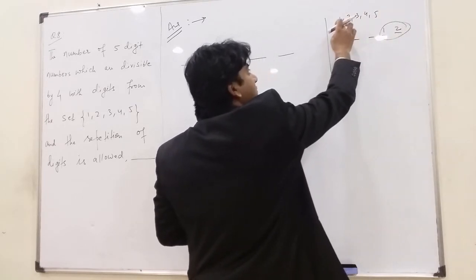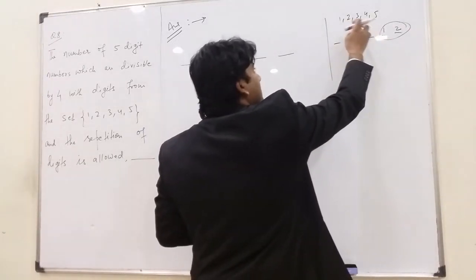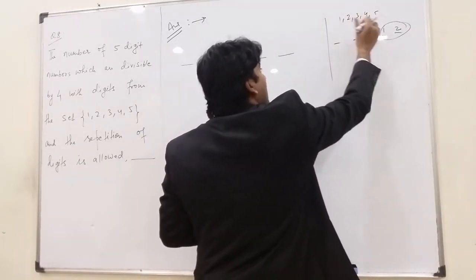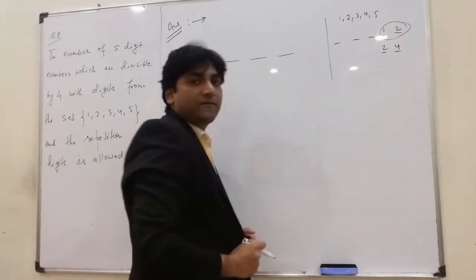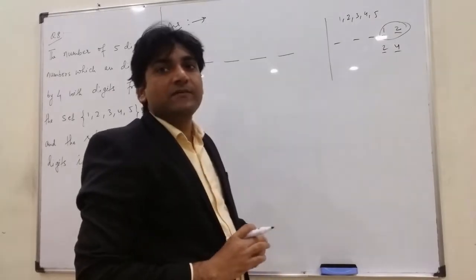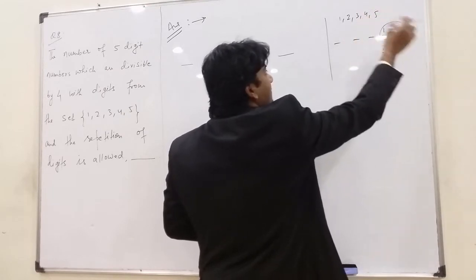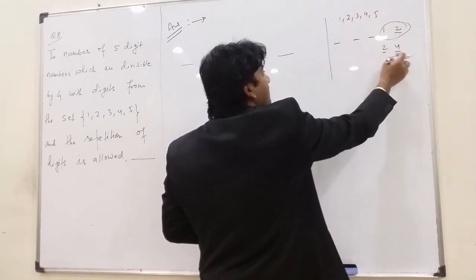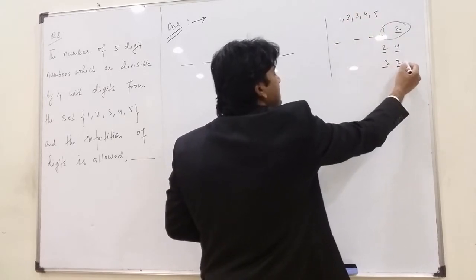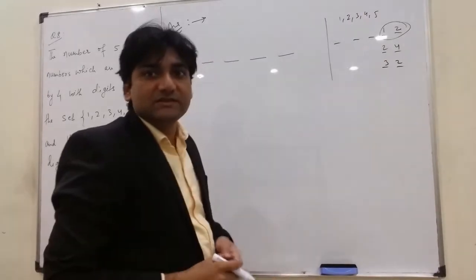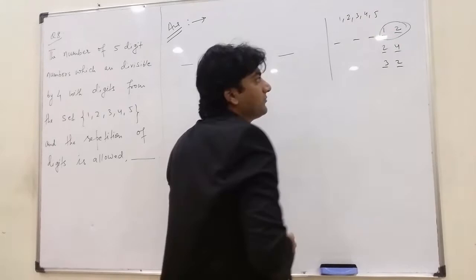Then we will start with 2. 21 is not divisible by 4. 23 not. 24 is divisible by 4. 25 is also not possible. Now 3. 31 is not possible. 32 yes, and 32 is divisible by 4. 34 is also not possible, 35 is also not possible.